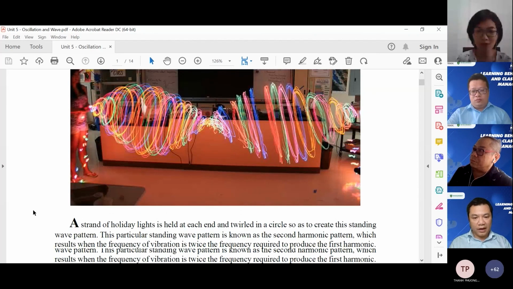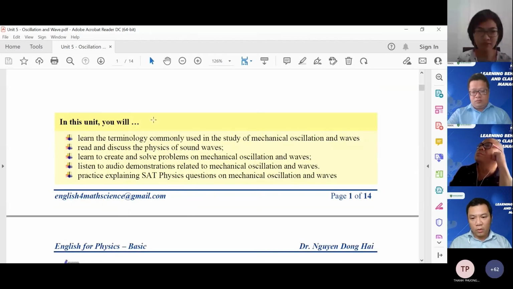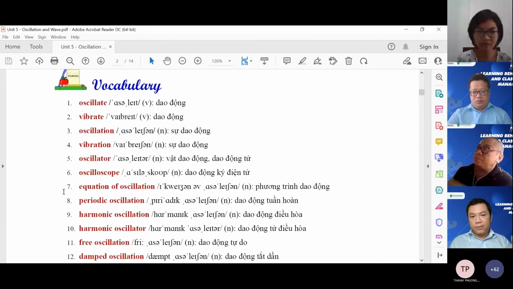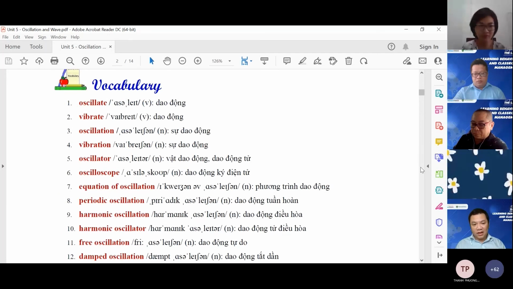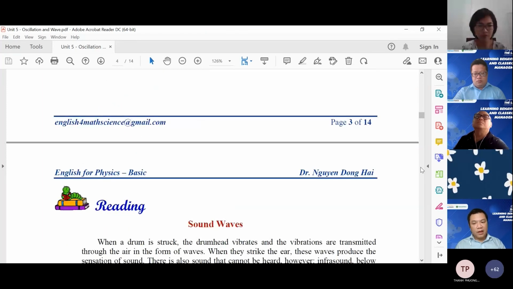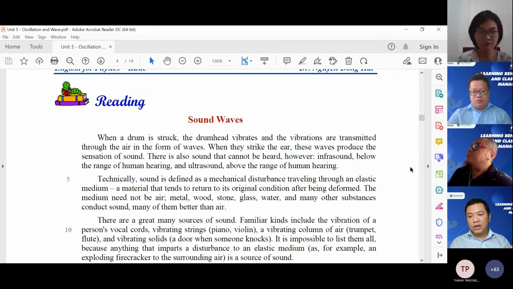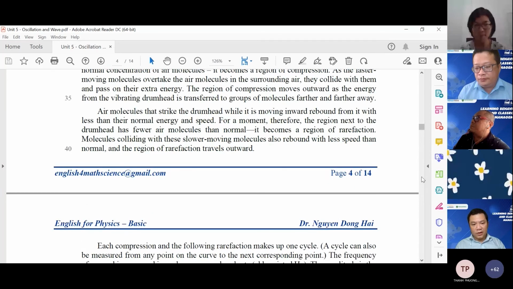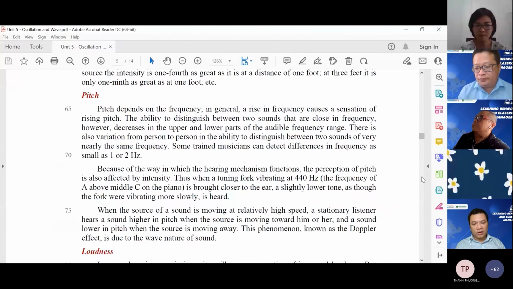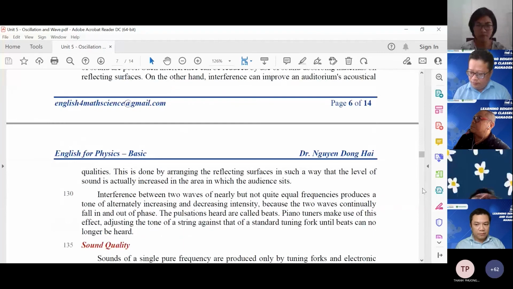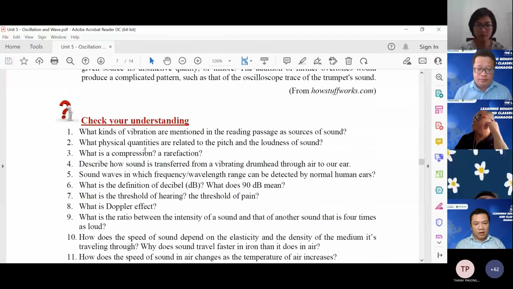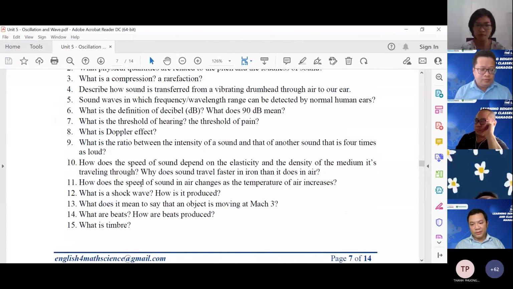So this is the title page, and this is the learning goals. First I provide them with the vocabulary. They have to know the technical terms. What is it called in English? Then comes a reading. Reading is where they practice the reading skill and see how the vocabulary is used in real context. So in this one, they learn about sound waves. And there are some reading comprehension questions.